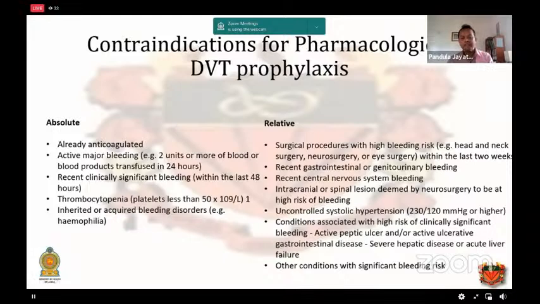And relative contraindication is you have to weigh the risk and benefits of starting pharmacological treatment, and it is case by case you are assessing the risk and benefit of starting treatment. So such as patients who had surgical procedures, patients with recent GI or genitourinary bleeding, recent central nervous system bleeding, and also uncontrolled hypertension, and also patients with any condition associated with high risk of clinical bleeding. It's always assessed case by case by the treating clinician.